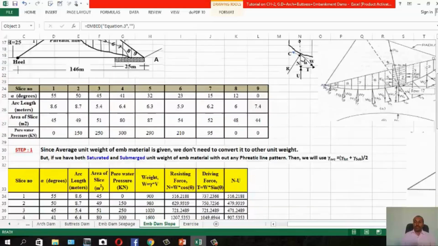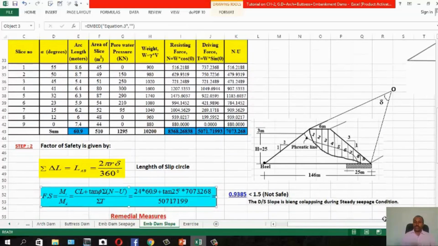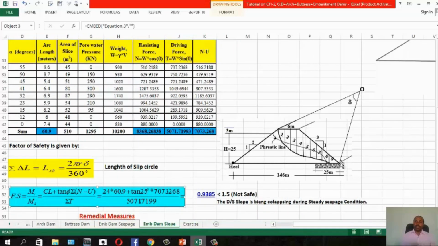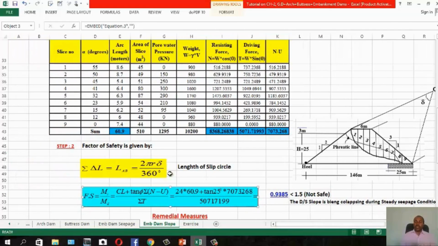So once you have the slice, this is just AB, A to B. Then for the slip circle, σ is the central angle of the slip surface. So if not given, you can get the total arc length.